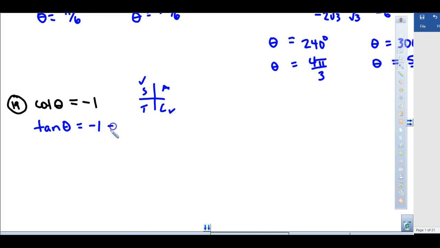Keep in mind that tangent is y divided by x. So you're actually looking for your x and y coordinate to be opposites of each other, because they're going to divide out to give you a -1. And that's going to happen at 135 degrees and at 315 degrees. And in radians, that would be 3 pi over 4 and 7 pi over 4.